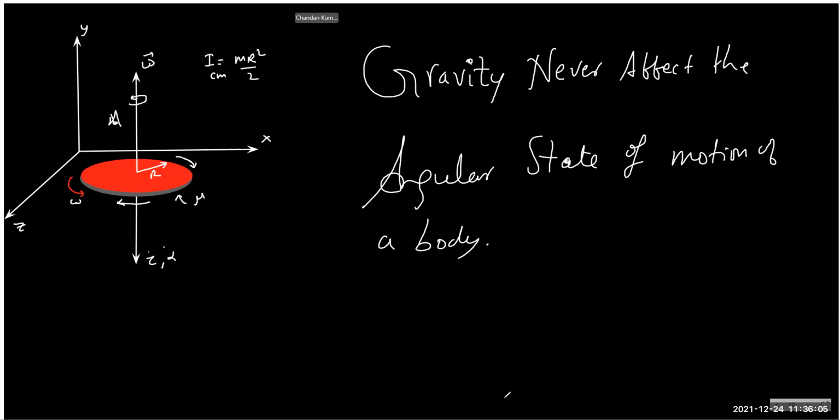Gravity is not going to change the angular state, and the reason is obvious, because gravity acts at the center of gravity. So for that matter, any force which passes through the center of mass cannot create the angular effect. That is the fundamental concept in rotational dynamics.